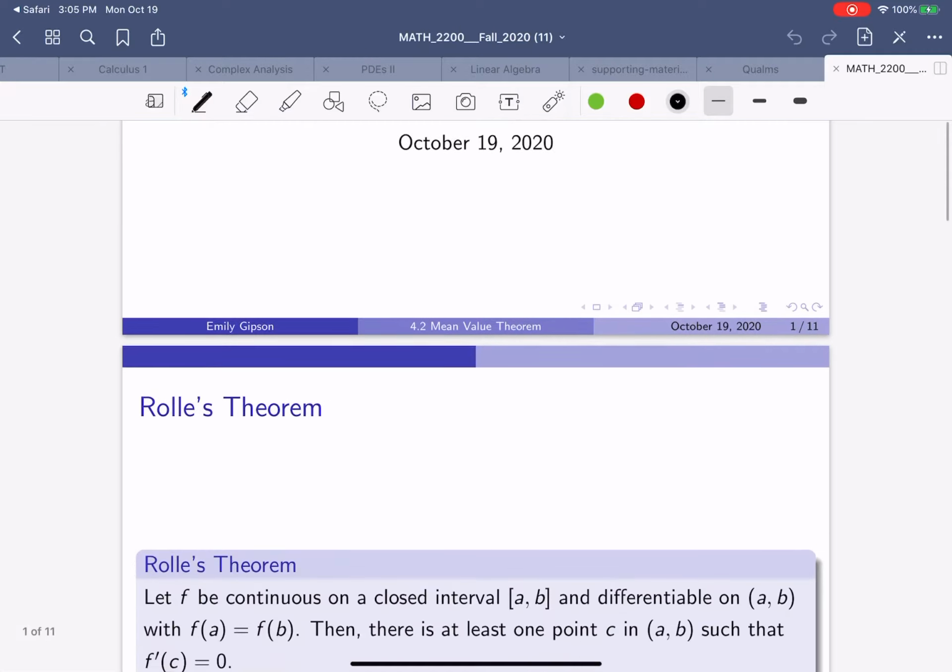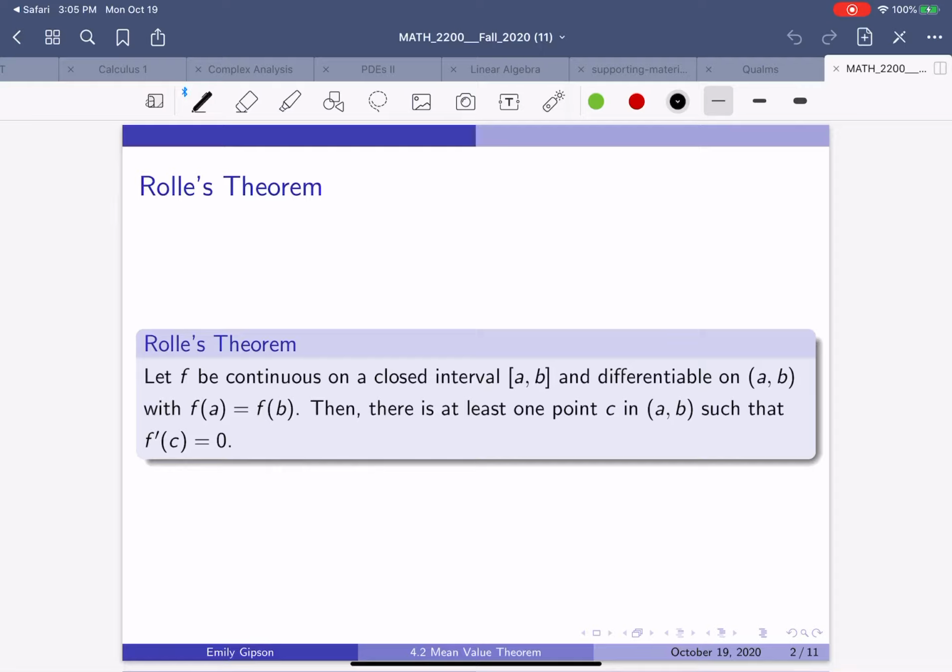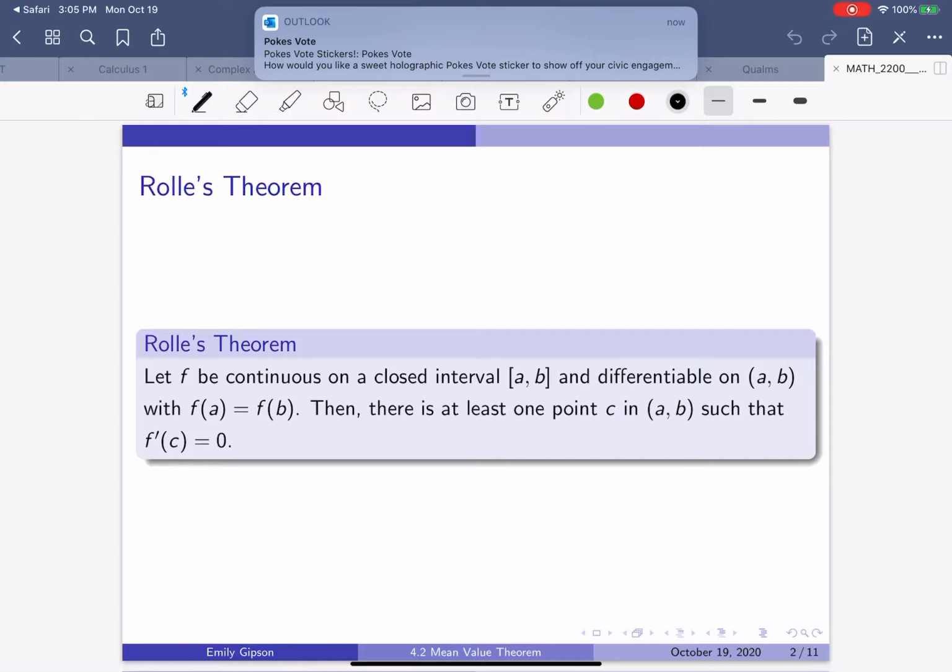So we start off with a theorem, and this one is called Rolle's theorem. Let a function f be continuous on a closed interval [a, b] and differentiable on an open interval (a, b) with f(a) equals f(b). Then there is at least one point c in (a, b) such that f'(c) equals 0. So what does this look like?